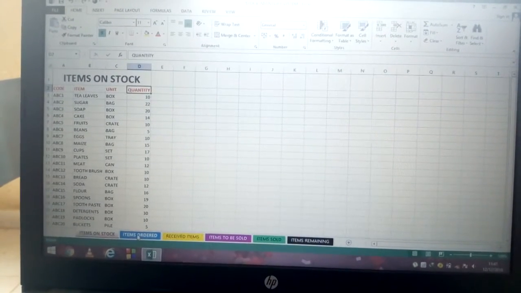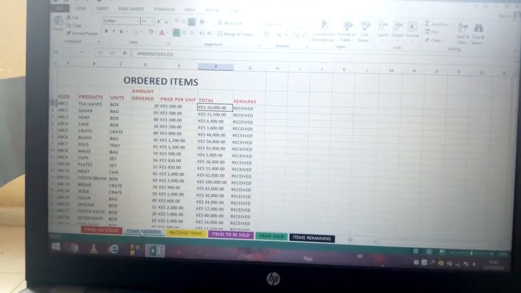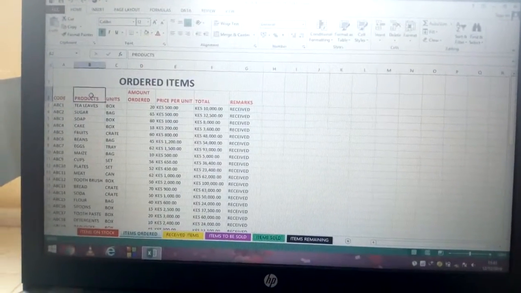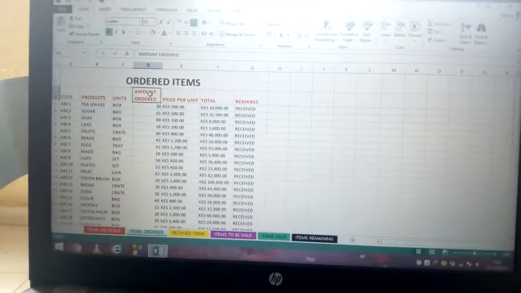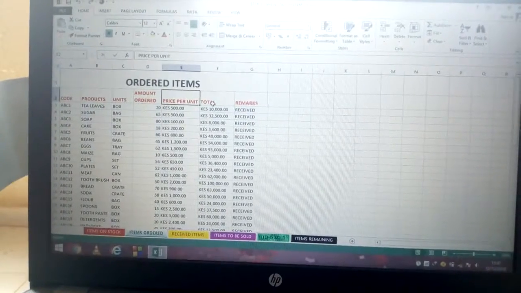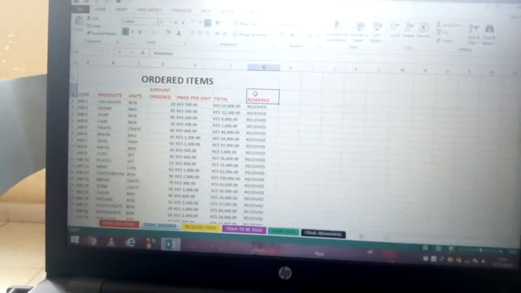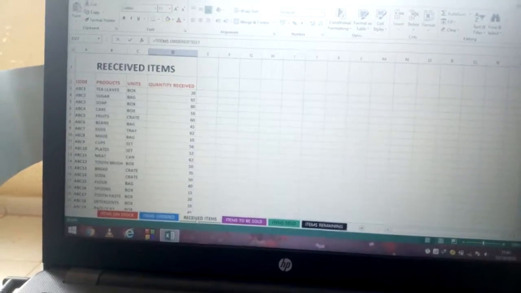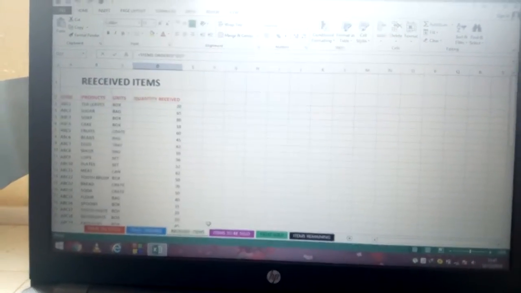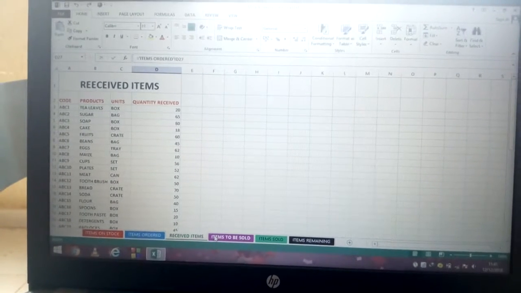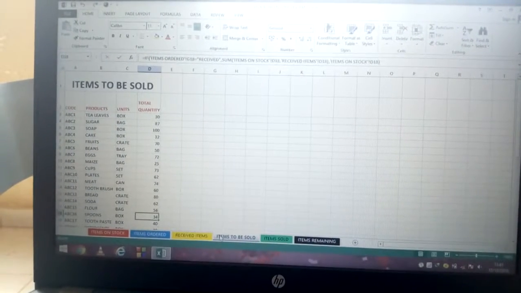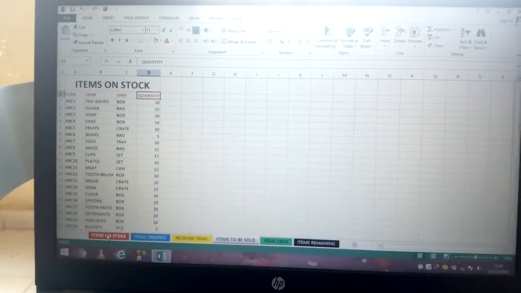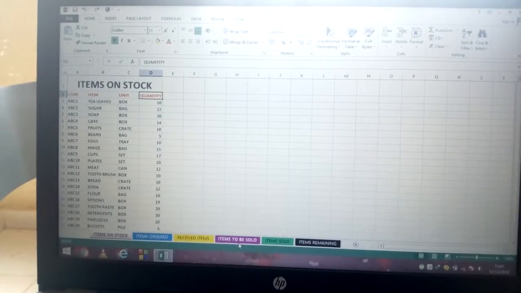On our second sheet we have items ordered, which are the items we require on the stock. So we have code, product, units, amount ordered, price per unit, total and the remarks on whether the items are received or not. Then we have the received items, which comprises the total amount of items received. On our next sheet we have items to be sold, which comprises the total quantity between the items which are on stock and the number of items which you ordered.